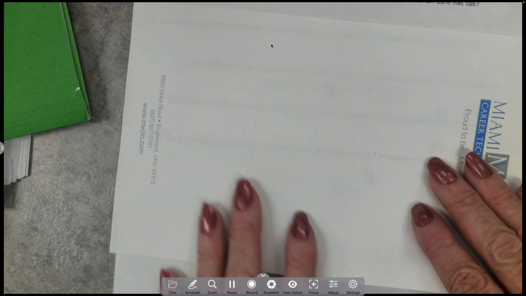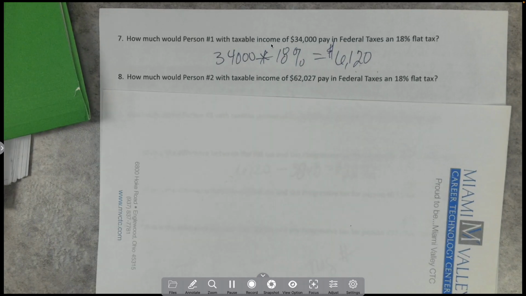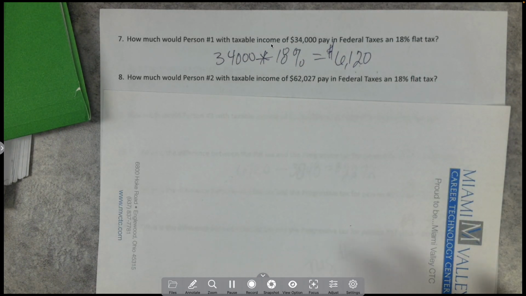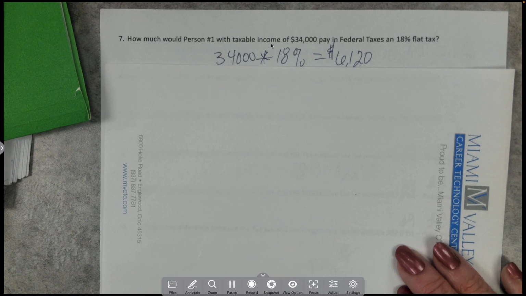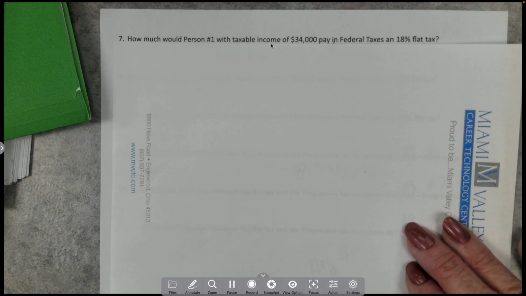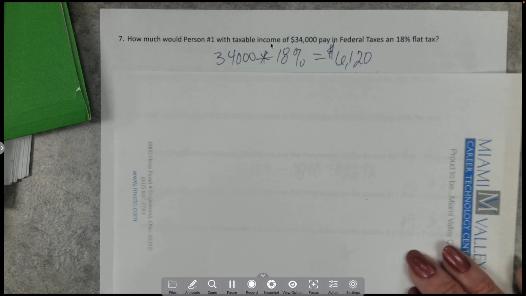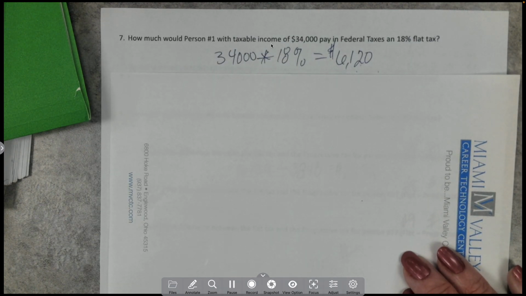On the back, flat tax is simply taking whatever the taxable income is times whatever the flat tax rate. Oops, let me let it refocus. Sometimes it goes a little crazy. So we are going to get, in this case, $6,120. Unless I change that 18% or I change my taxable income, your numbers will not change on this one because it's a flat tax.